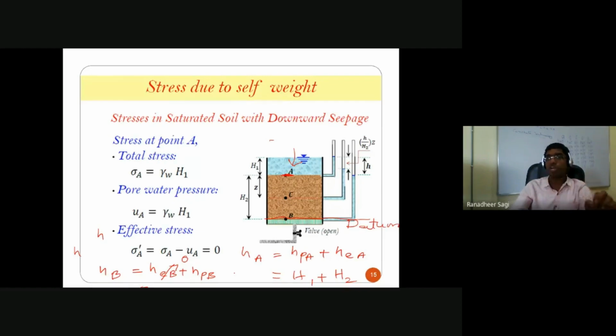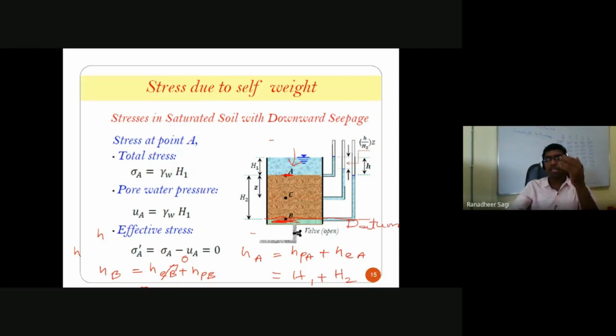If the valve is not opened, I repeat, if the valve is not opened, then once we start calculating the pressure head at point B, it comes out in the same way. Once there is no flow, how much will be the pressure head at point B? I'll look at the top surface of the water table. From the top surface of the water table, at what depth is point B? Automatically it is H1 plus H2. So my pressure head at point B is H1 plus H2, and the elevation head was 0.